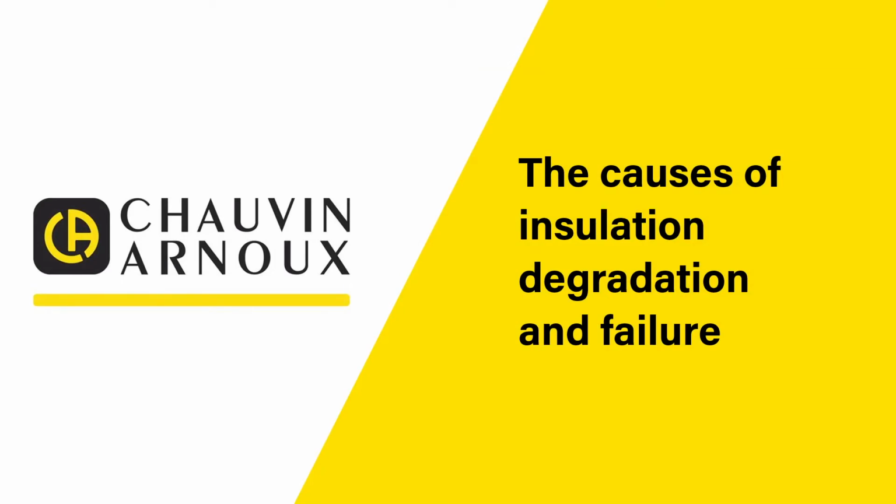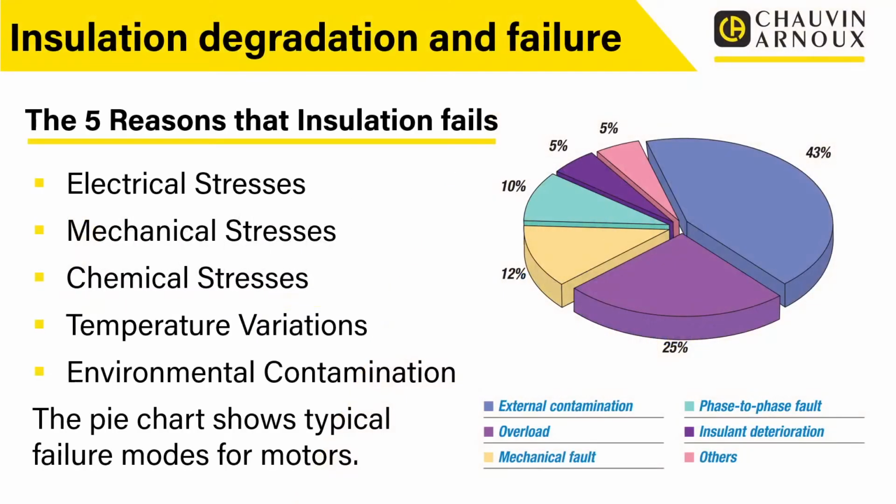So now let's take a closer look at the causes of insulation degradation and failure. There are 5 key reasons that insulation fails. In fact, there's probably more than 5 reasons, but all of them can be broken down into these 5 topics. All of the reasons will fit under one of these 5 groups. The first is electrical stresses, and these mainly come in the form of overvoltages, so voltage surges and spikes, or undervoltages, so things like voltage dips.